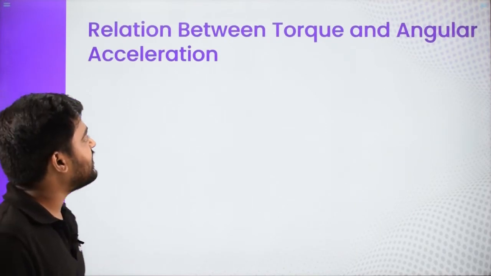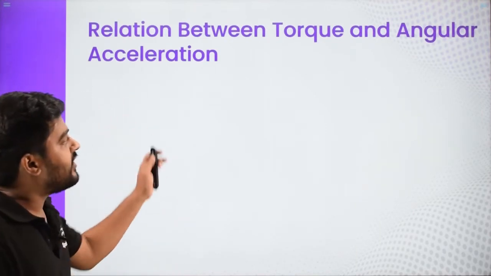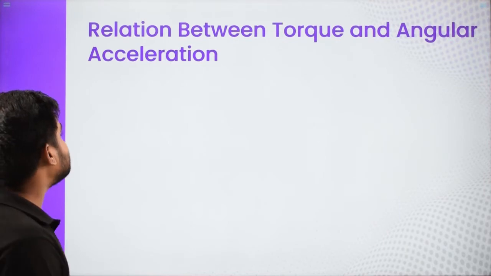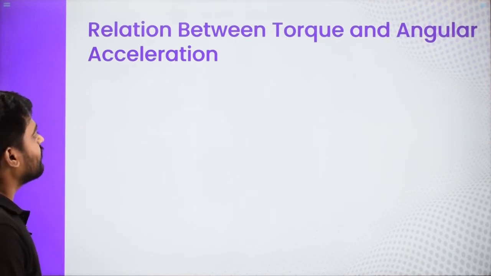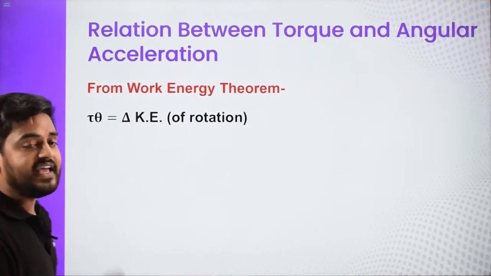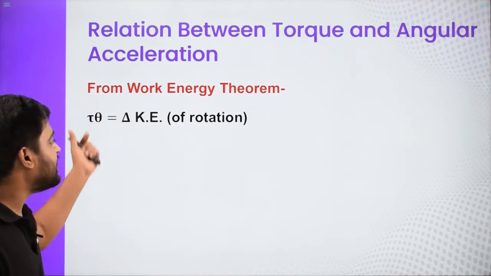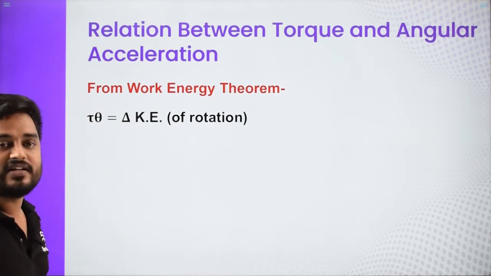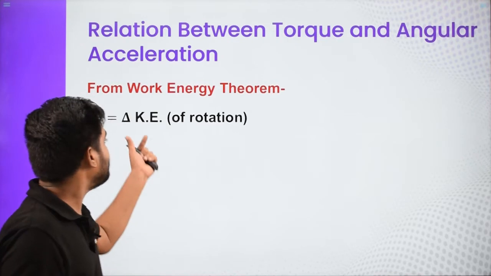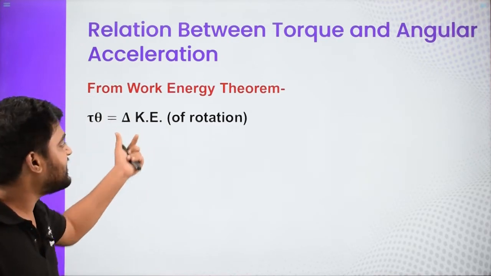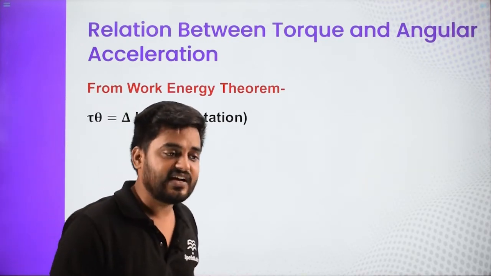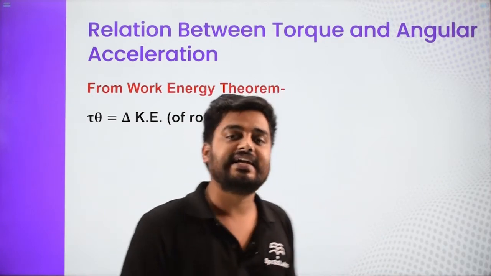Now if we talk about the relationship between torque and angular acceleration, from the work energy theorem we can say that torque into theta, that is the rotational work done in rotating an object, is going to give me the change in kinetic energy. But which change in kinetic energy? Change in rotational kinetic energy.